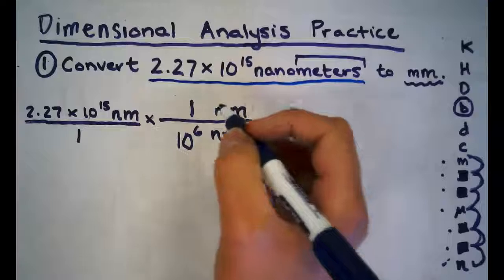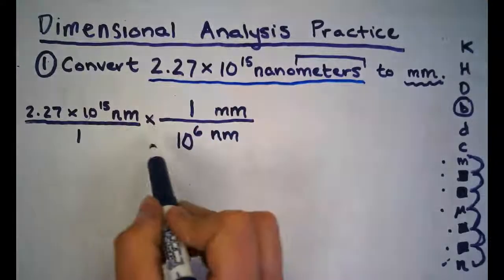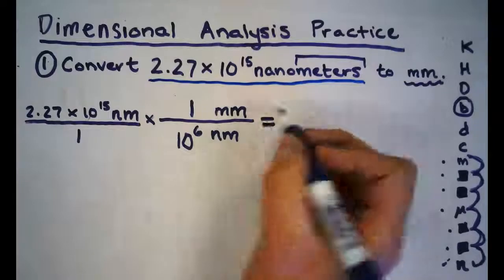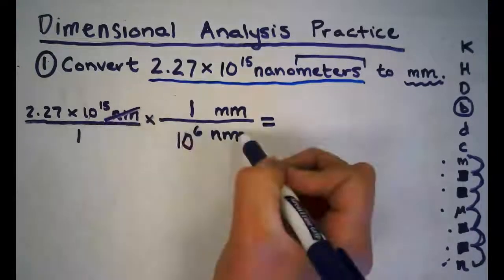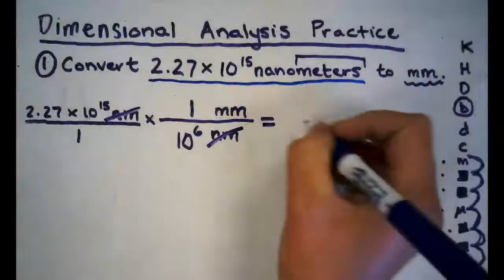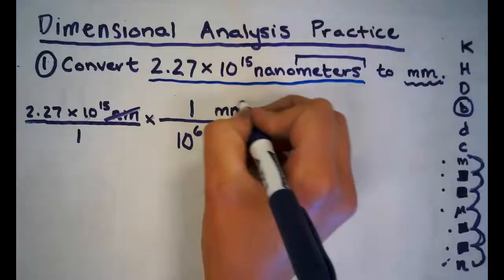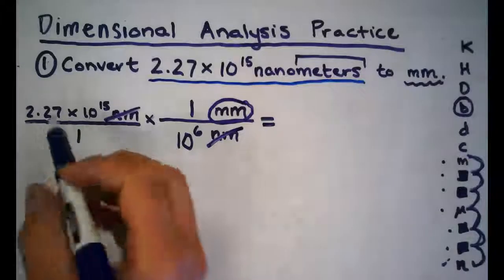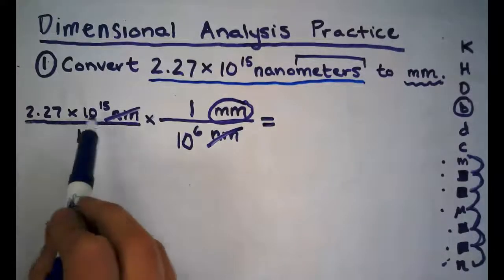So last but not least, we just need to cancel our units and then multiply and divide to our mass. I'm going to put an equal sign. My nanometers cancels out. I'm going to be left with units of millimeters, so I'm going to circle that so I don't forget to write it later. And then I have 2.27 times 10 to the 15th.